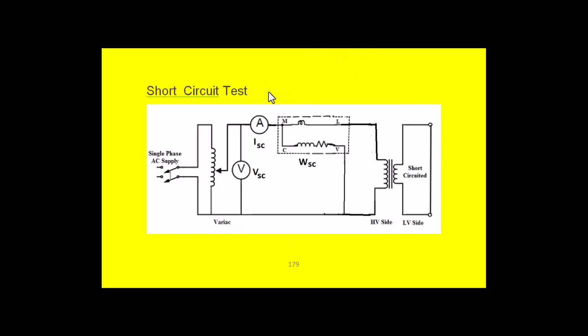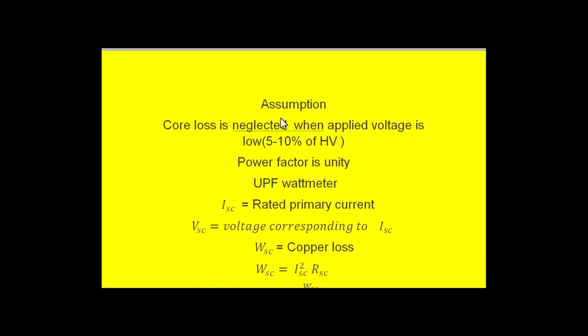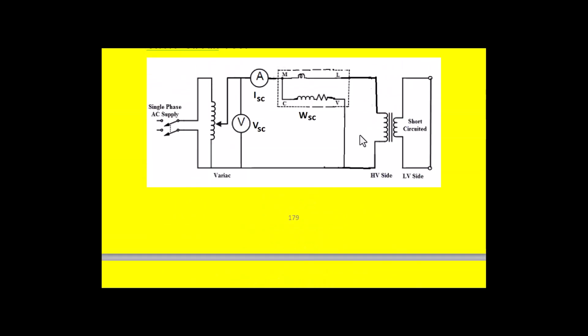Next, the short circuit test on the transformer. Why should we conduct the short circuit test on the transformer? There is a reason for this. The assumption here is that we apply the rated current to the primary, and here we choose the HV winding as the primary winding and the LV winding is short circuited.